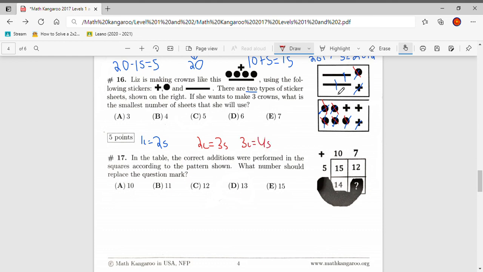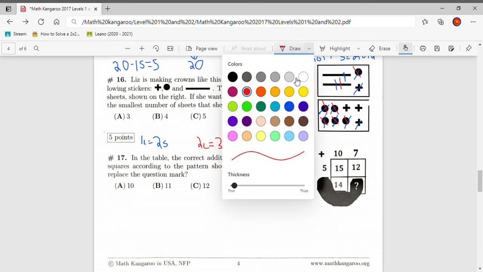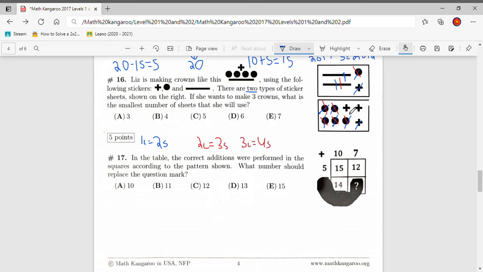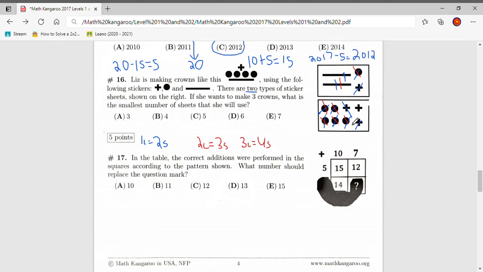But let's double check here, and then we see that we haven't touched this, so we can use this. The reason I didn't mark this one with red is because red is the ones that are being used twice, but this one is only being used once, so I don't need to mark it with red. So as we can see, 3 crowns equals 4 sheets, so the answer for number 16 is B.